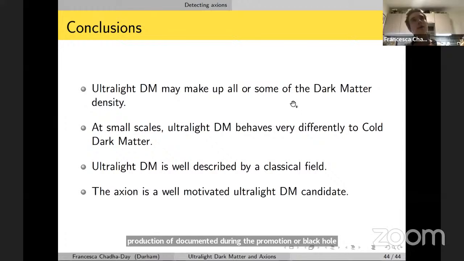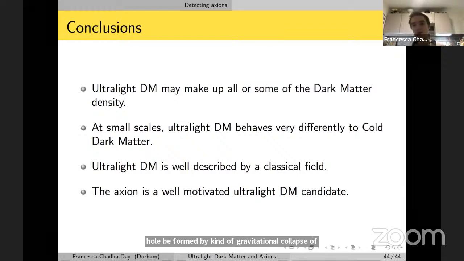So I don't think that would be a direct way of producing dark matter. In general, a black hole would be formed by gravitational collapse of any matter, baryonic matter, dark matter. It doesn't really matter to the black hole. So in general, I don't think that would be a specific way to produce dark matter.